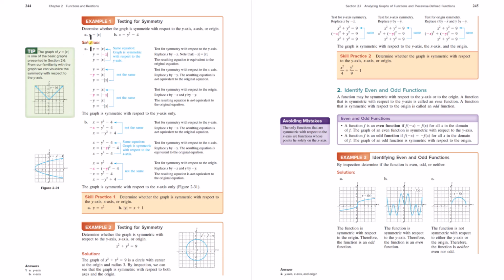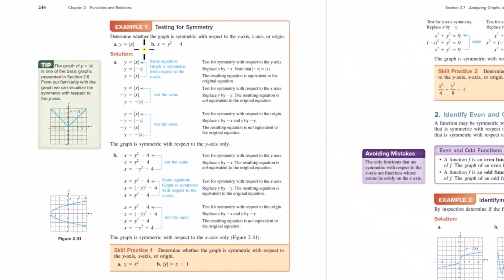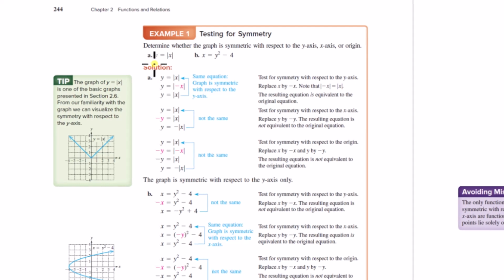Okay, so they give some examples here. They say let's test for symmetry for this equation. This is a function as well, right? And for this equation, this is not a function. So here's y is equal to absolute value of x. And what you can see is if you substitute x for minus x, you get the same equation.